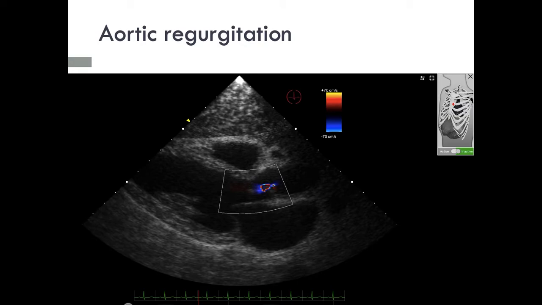We can eyeball assess the severity of the regurgitation by looking at how much of the diameter of the aortic root, of the LV outflow tract, the origin of this jet occupies. And this is occupying less than a third of the diameter of the outflow tract. And so we would classify that as being mild. So mild is less than a third, moderate is 1 to 2/3, and severe is more than 2/3 of the diameter of the LV outflow tract.